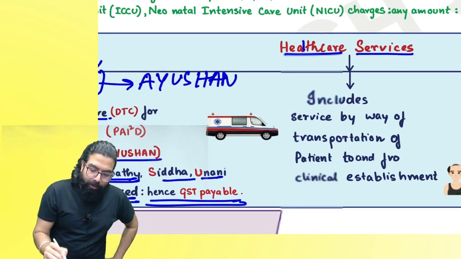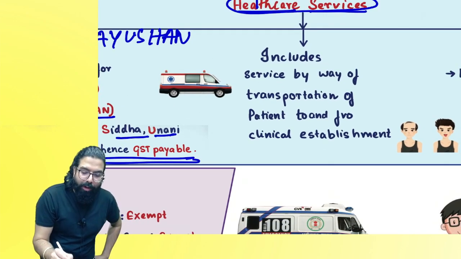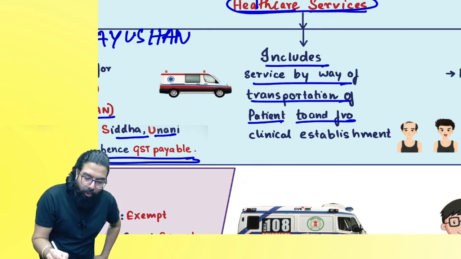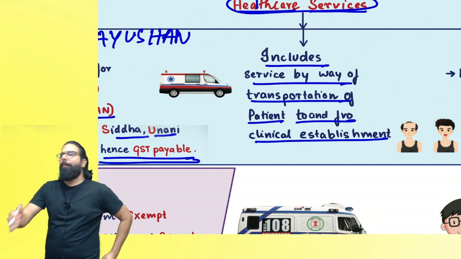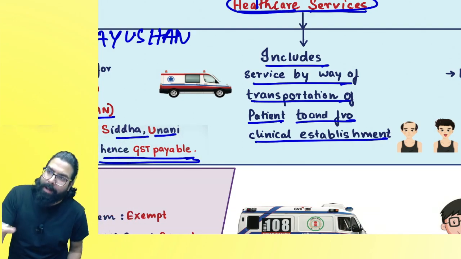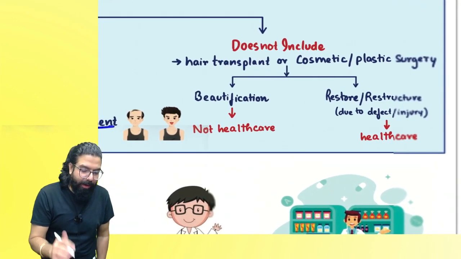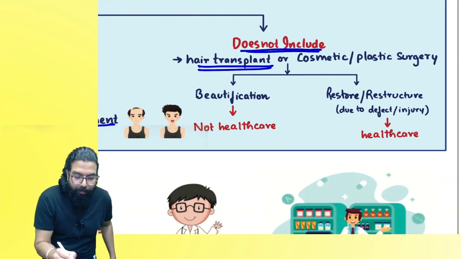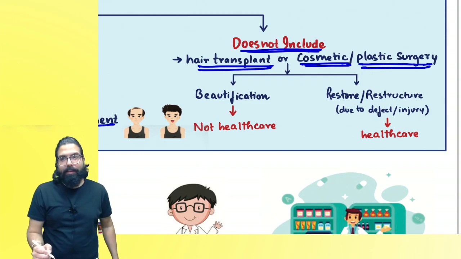Now, everyone listen. Healthcare service also includes services by way of transportation of patient to or from a clinical establishment. When one person is taken to the hospital and brought home from the hospital, that is also included in healthcare. And the last one over here: healthcare does not include hair transplant or cosmetic or plastic surgery.